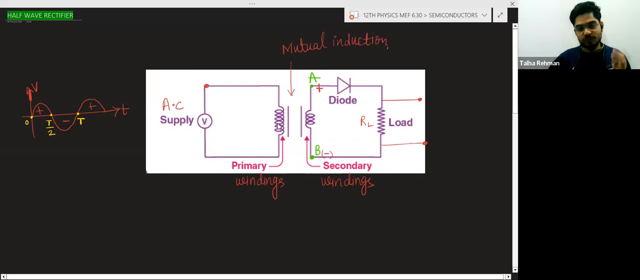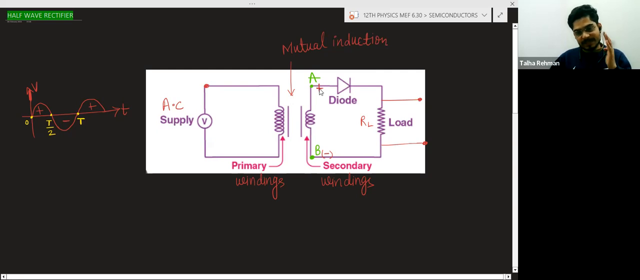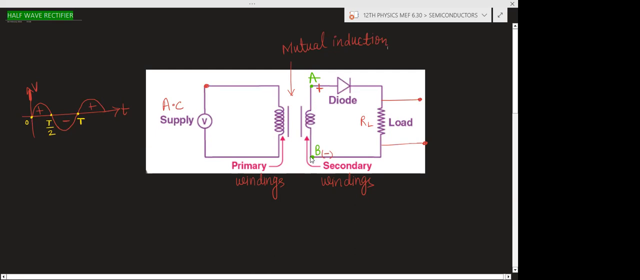So here mutual induction is taking place, and due to the mutual induction, voltage will be produced. Suppose the voltage produced at this end of the wire is positive at any instant of time, and this end is negative. If this is the positive end, it will work as the positive terminal of the battery, and we can see this B end as the negative terminal of the battery. Can we see or not?